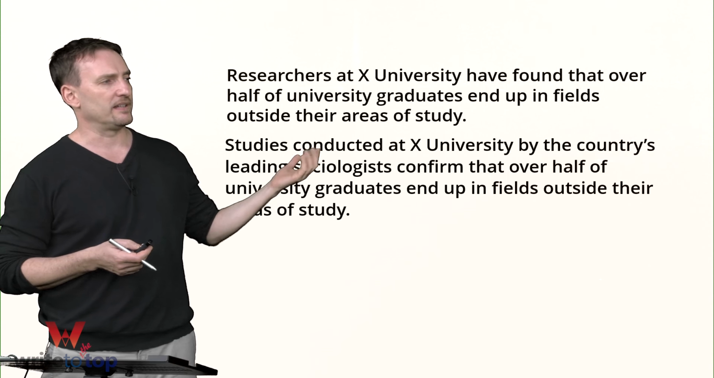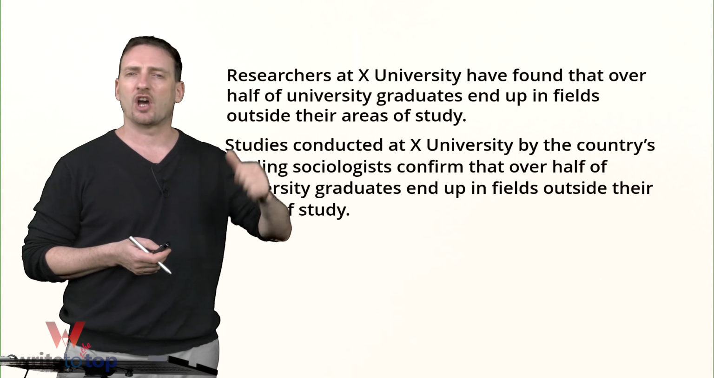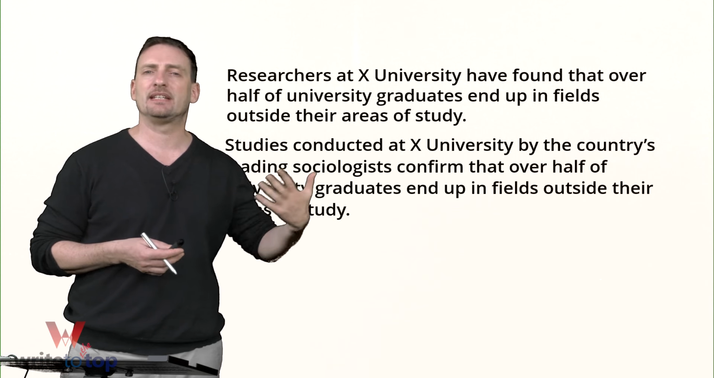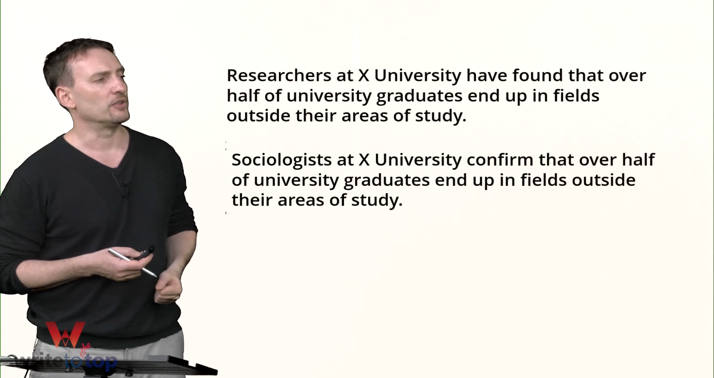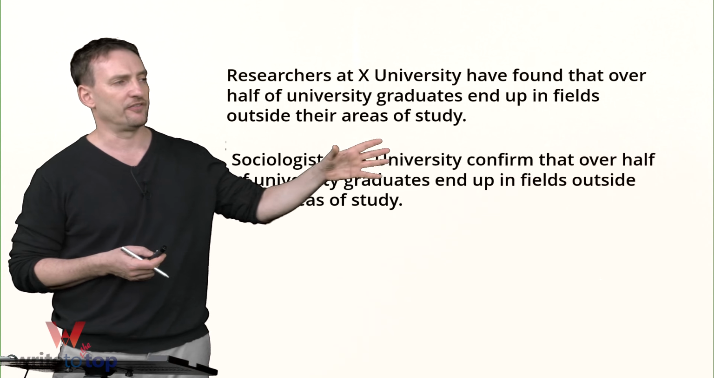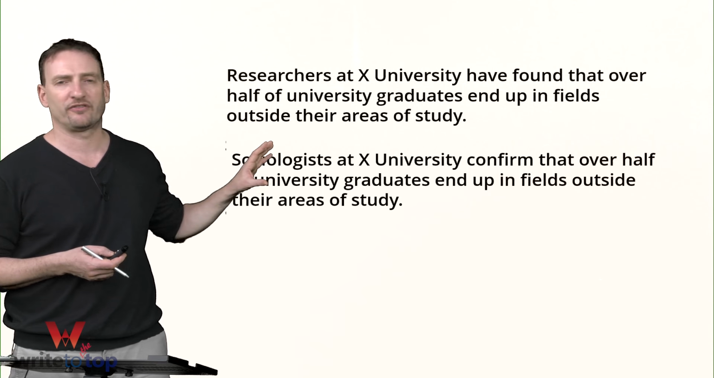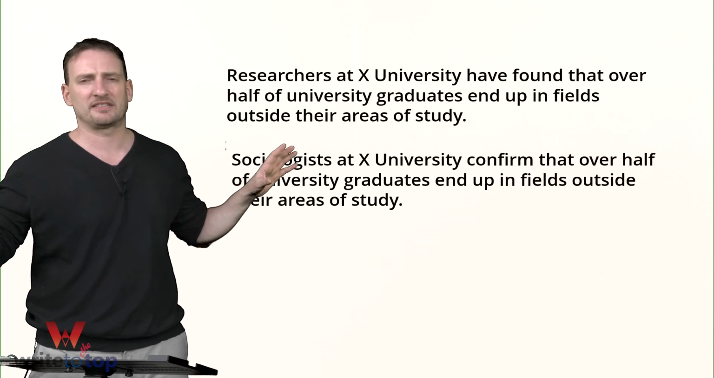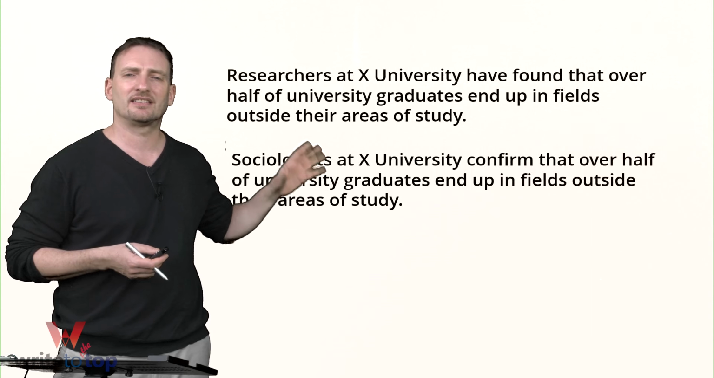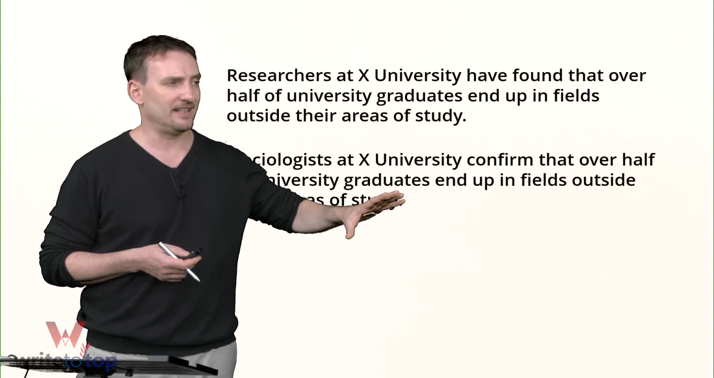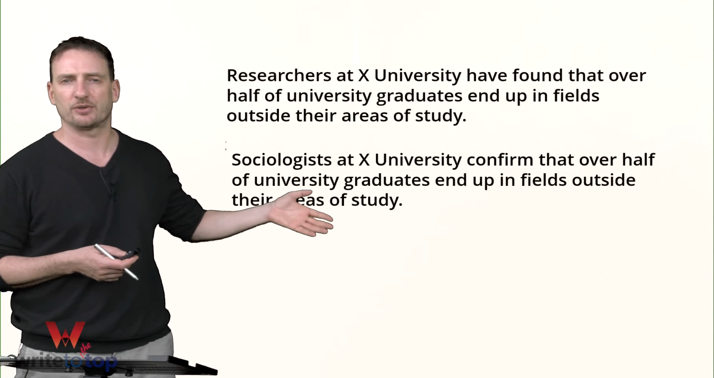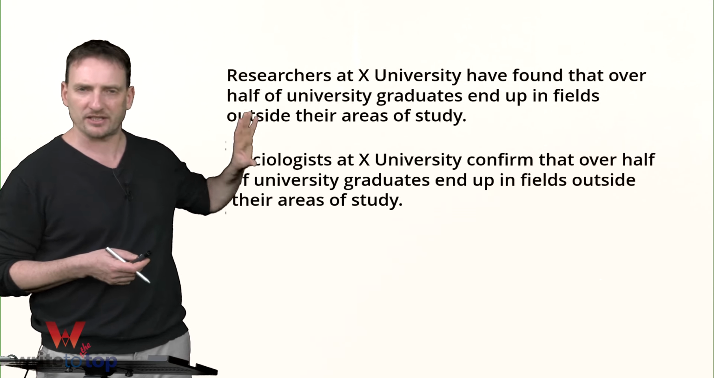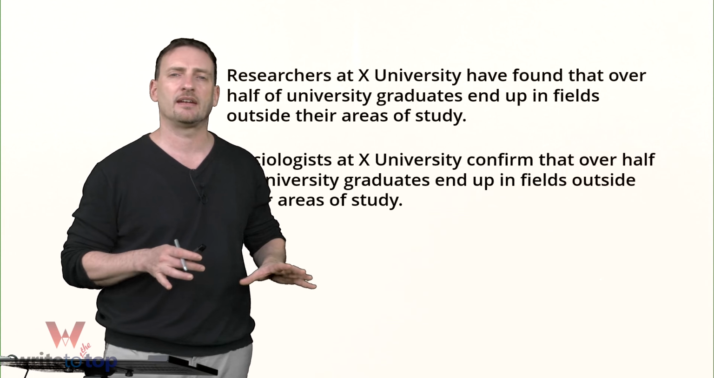"Studies conducted by the country's leading sociologists." If you're not going to mention these sociologists again in your essay, that means they're not important, okay? So, two things. "Sociologists confirm that." If you want to mention who confirmed it, just to give it a little bit of support, just say "sociologists." Who cares if they're leading or not? You have an active sentence. You get right away to the main idea, which is that university graduates, half of them don't end up in their field. Use a passive. Get rid of this information as quickly as possible. Focus on the main idea, okay?